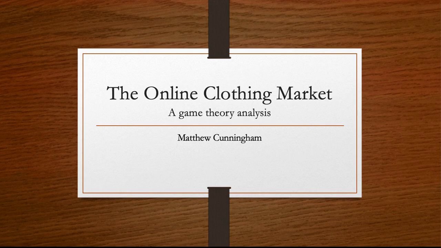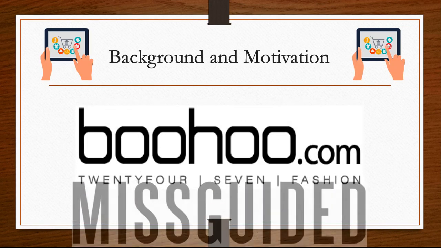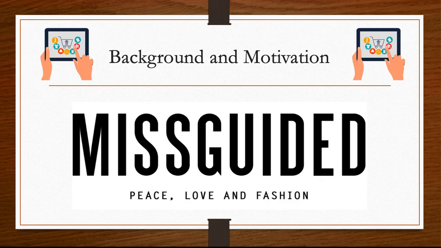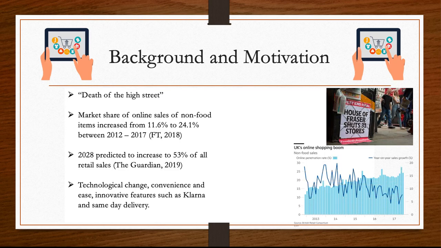Market, a game theory analysis. ASOS, Boohoo, and Misguided are just three of the thousands of purely online retailers now commonplace in today's clothing industry. Online shopping has seen extraordinary growth, and the Financial Times reports that in December 2012 the market share of online sales of non-food items was 11.6%, which more than doubled to 24.1% in the following 5 years.